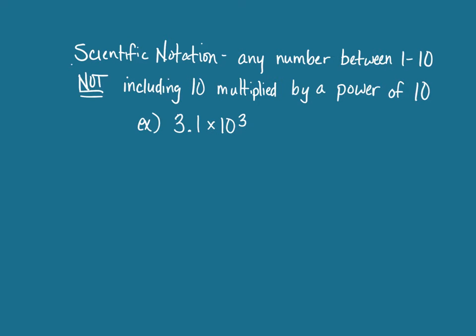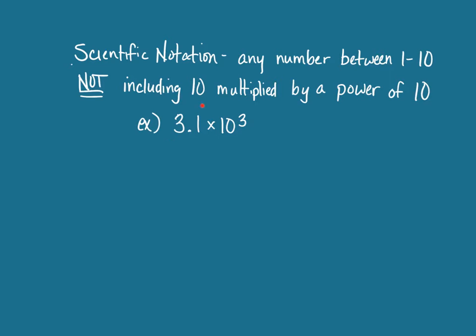So scientific notation is any number between 1 and 10, not including 10, multiplied by a power of 10, which sounds pretty complicated, but it can be any number. So example here, we have 3.1 times 10 to the third power.